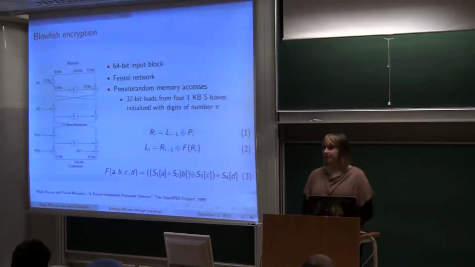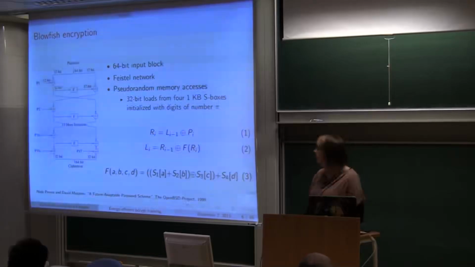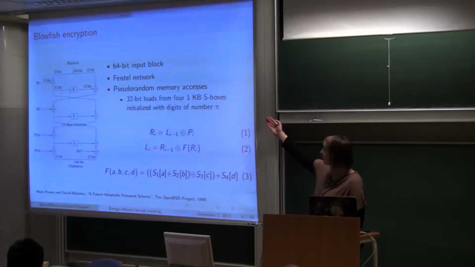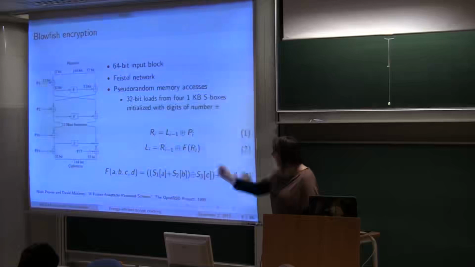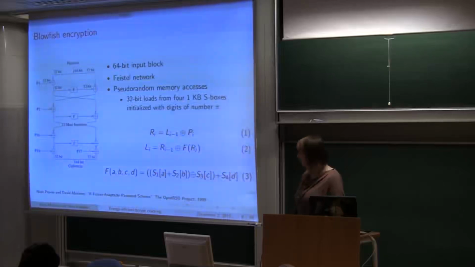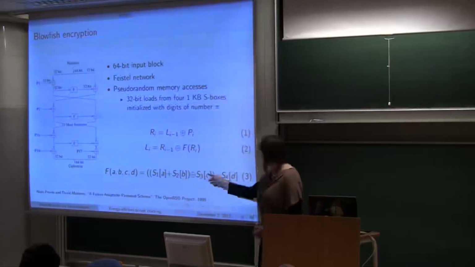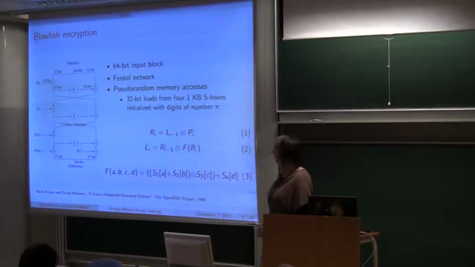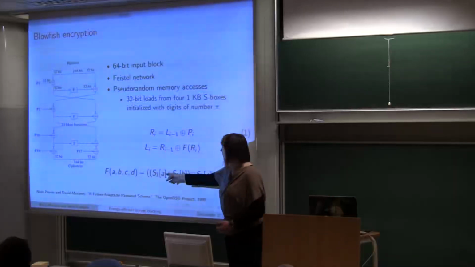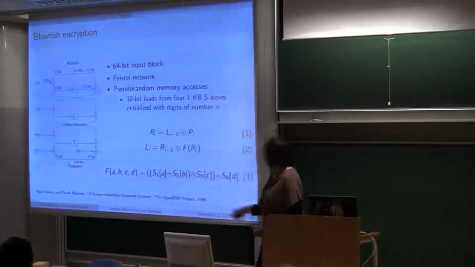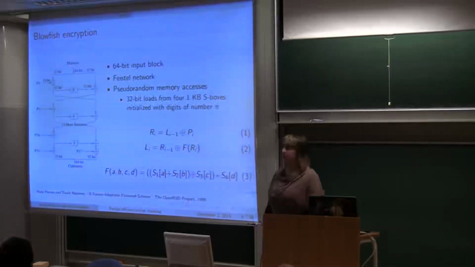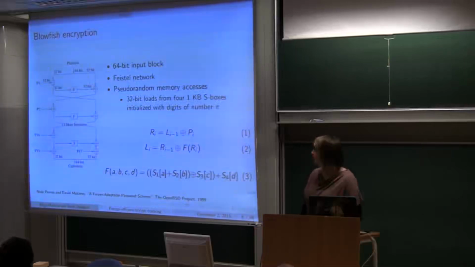Blowfish encryption has 64-bit input blocks with a Feistel network. It works like this. This F function loads data from S-boxes. A, B, C, and D are the 4 bytes of L, with A being the most significant one down to the least significant one. And this pseudo-randomness comes to the point with 32-bit loads from S-boxes.